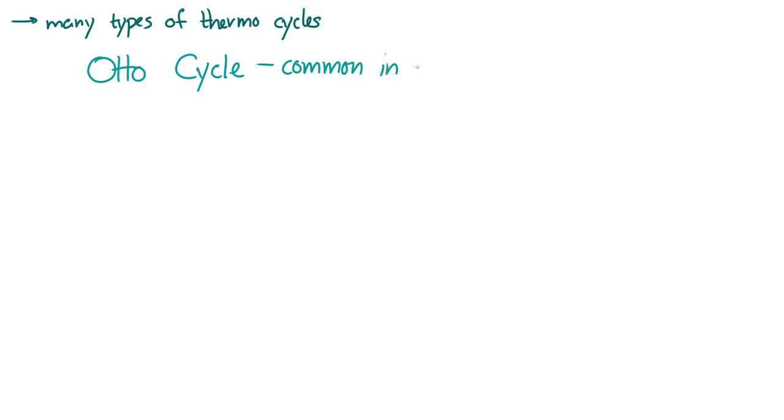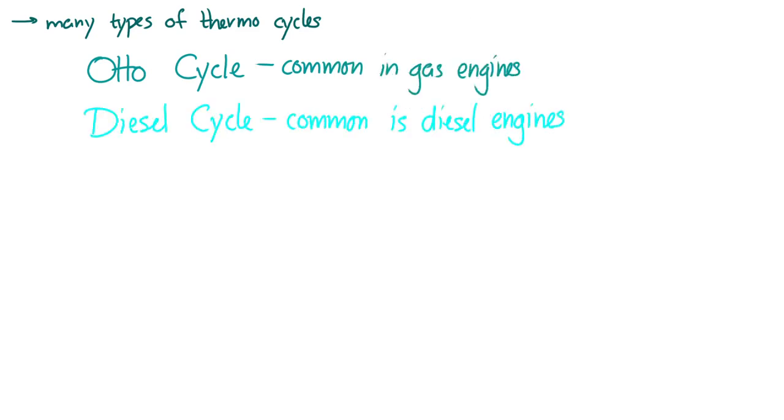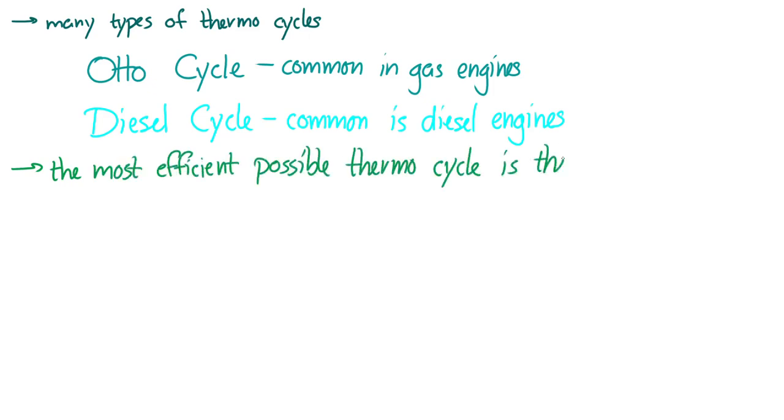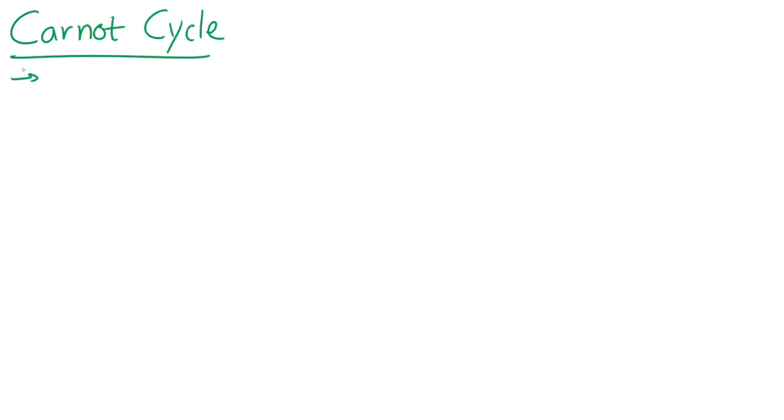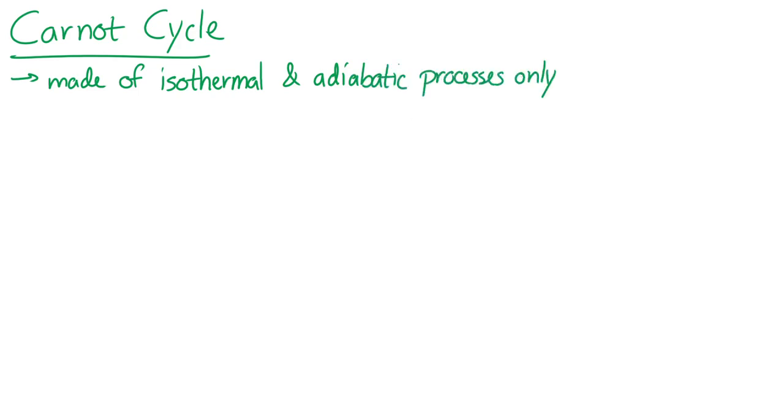Now, there are many types of thermodynamic cycles. There's something called the Otto cycle, which is common in gas engines. There's something called the diesel cycle, which is common in diesel engines. But the most efficient possible thermodynamic cycle is called the Carnot cycle. And what distinguishes the Carnot cycle is it's a cycle that's completely made out of isothermal and adiabatic processes. So I'll show you what I mean.